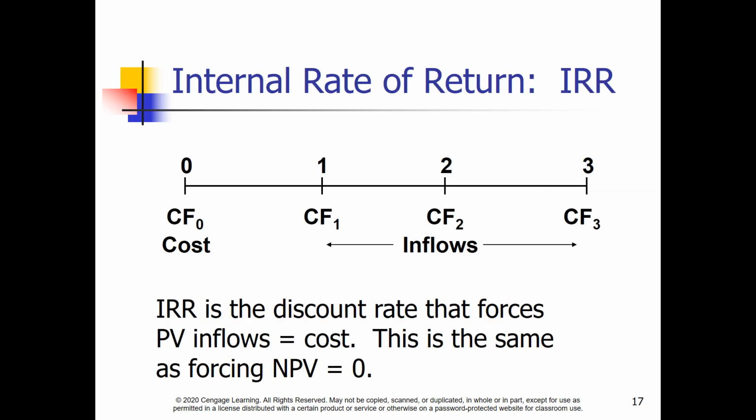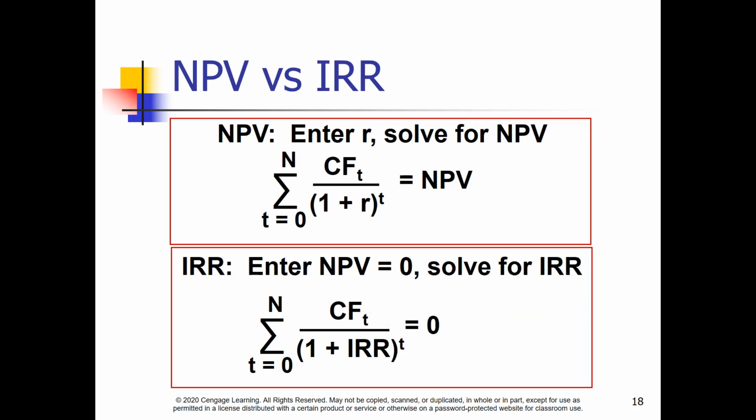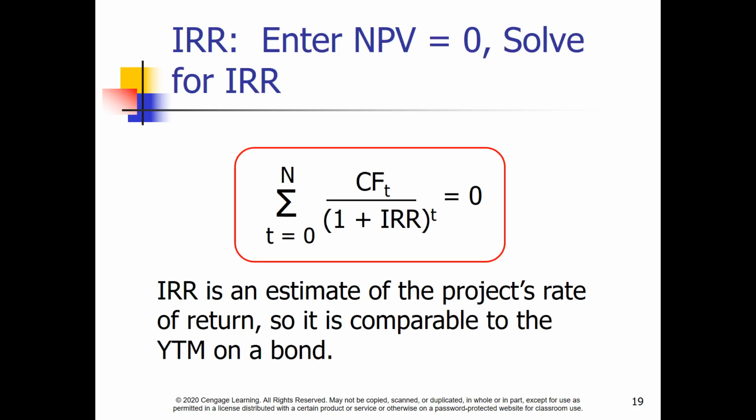Closely related to NPV is the internal rate of return. IRR is the discount rate that forces NPV to be zero. Here you can see the formulas for NPV and IRR are the same. We're just solving for something different in each case. The problem with finding IRR is that you're trying to solve for the root of a polynomial. You can do it manually and iteratively, but your calculator and Excel do it in a heartbeat.